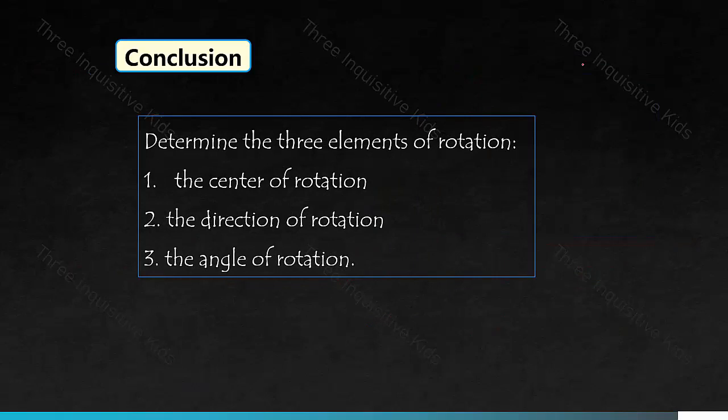There are 3 elements of rotation. Whenever you're doing a problem, you have to determine it and confirm all of these elements. The first is the center of rotation. It's very important. Then the direction of rotation. Is it clockwise or counterclockwise? And then how much it's rotating by, the angle.